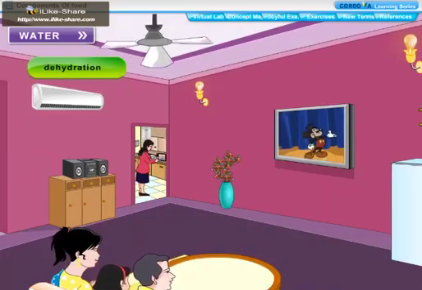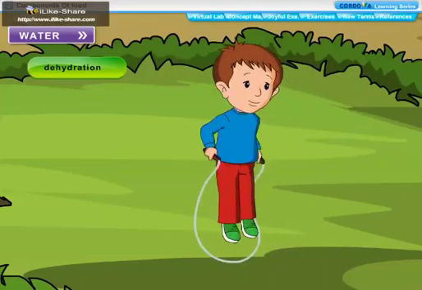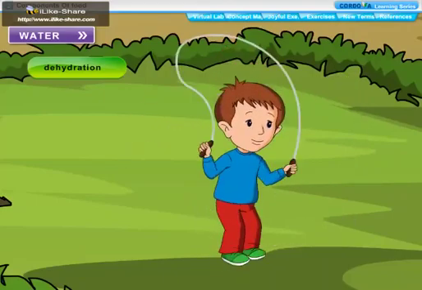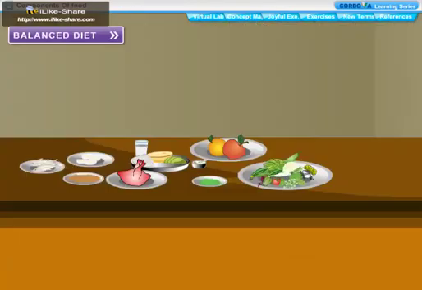During hot summer days or after some physical exercise, we sweat profusely. This too can lead to dehydration. To make up for this loss, one should drink enough water. Balanced diet. The food that we eat during the whole day is called diet.